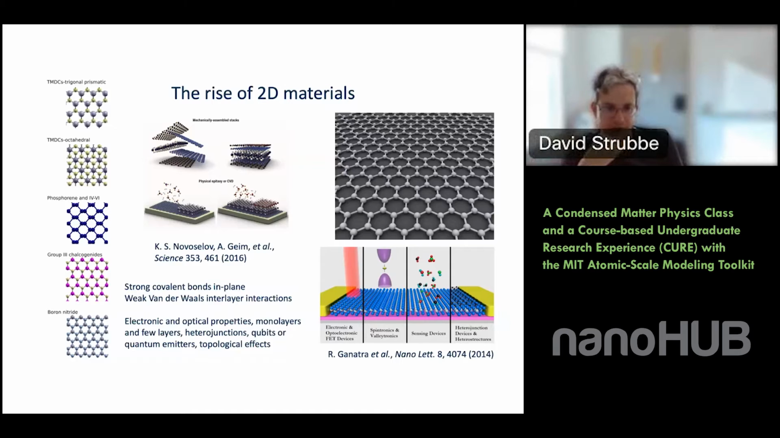They have strong covalent bonds in plane, like bulk solids, but between the sheets, they just have weak van der Waals interactions, and that helps to give them some really interesting properties, electronic and optical. We can have any number of layers from one to a huge number. You can combine them together to make heterojunctions. We can have some interesting applications for quantum computing or quantum information. And there's also some really interesting topological effects that can occur in some of these materials.